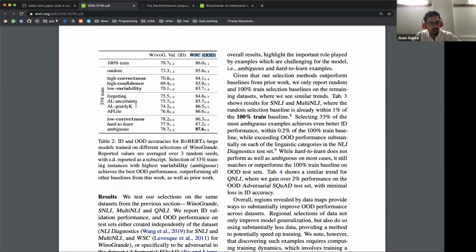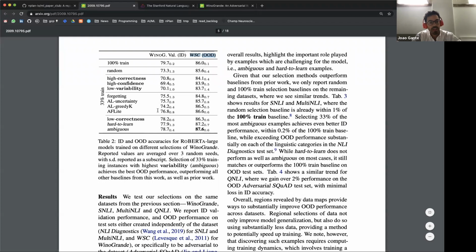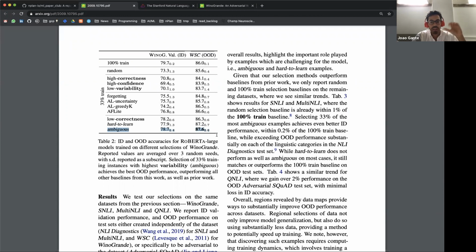They also compared against other papers. The other papers did not have as good results, but I would say that the main conclusion from this table is that if you use ambiguous samples, you'll probably get better results with a third of the training time, which, to be honest, it's amazing. Oh, they averaged the results over 3 random seeds. I don't think 3 is enough, but it's better, much better than 1.